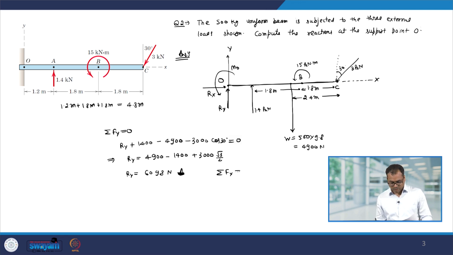Now, we can use the force equation along the x direction. So, summation Fx equal to 0. Now, the forces in the x directions are Rx and the component of the 3 kilonewton force in the x direction. So, we have Rx equal to 3000 sine 30 degree, and this gives us 1500 Newton force along the x direction. Now, to find out the moment MO, let us take the moment about C.